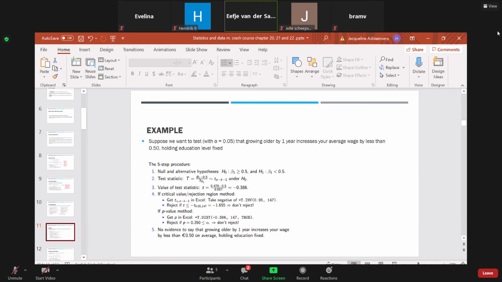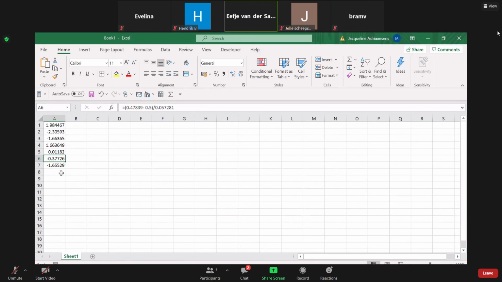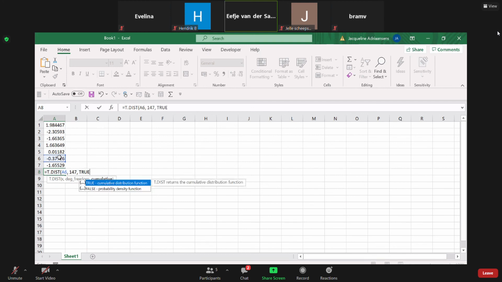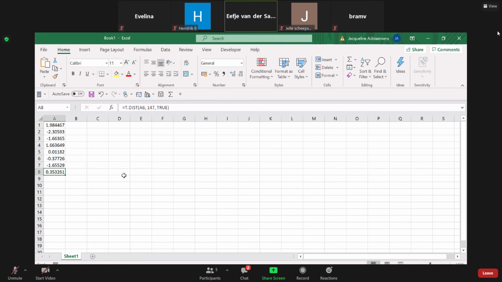Let's do it with the p-value method. It is T.DIST. And we are asked for the x. And remember, that was this value. Then the degrees of freedom, 147. And at the cumulative, you put TRUE. And you get an answer. And this is our p-value, which is very big. So you only have a confidence level of 65%. So there's 35% that you're wrong.